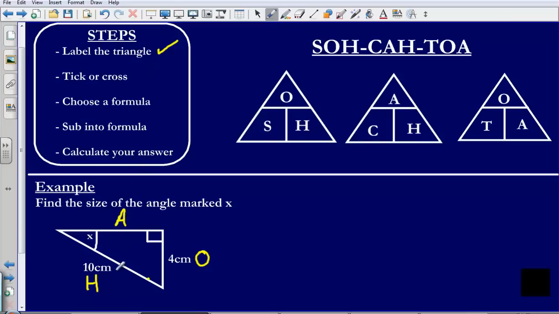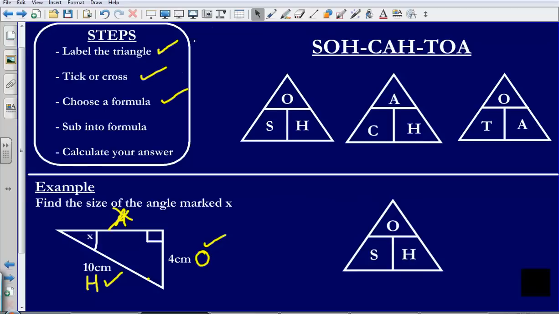Next I need to tick or cross. So tick the ones that have got something next to it, cross out the one that hasn't. That's that part done. Now I need to choose a formula. So the formula that I'm going to be choosing here, I've got O and I've got H, so I'm going to be using SOH. Then I need to substitute into my formula, cover up the bit that I'm looking for. So again, I am looking for the angle. So I've already got the hypotenuse, I've already got the opposite. I'm looking for the angle.